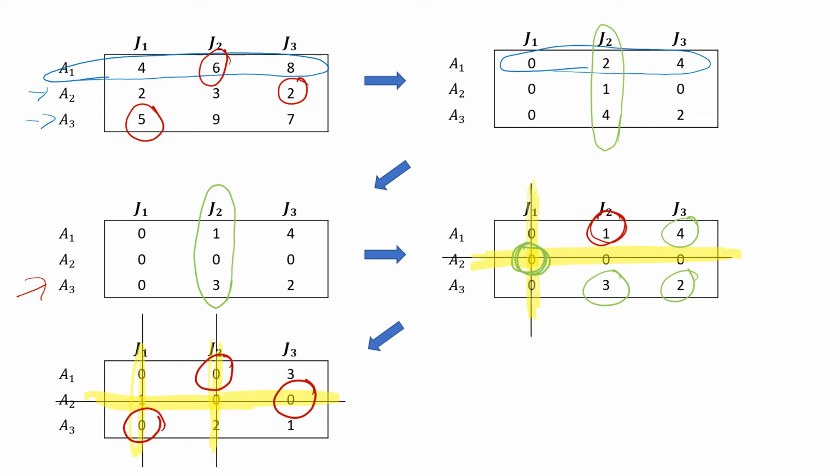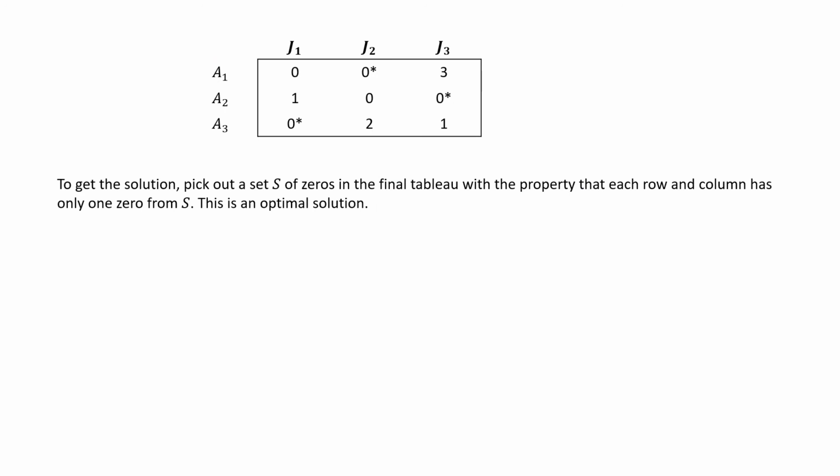When you're going through the Hungarian method, the hardest thing to do is to find the minimum number of lines, especially if you have a large matrix. That is computationally the hardest element in here. But it is a very efficient method for solving assignment problems. And this just repeats that to find the solution, pick out a set of zeros in the final tableau such that every row and column has a 0.